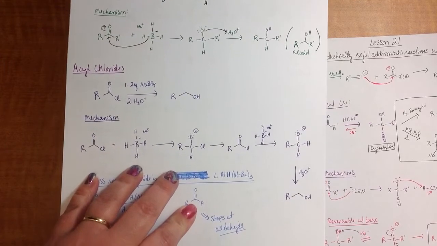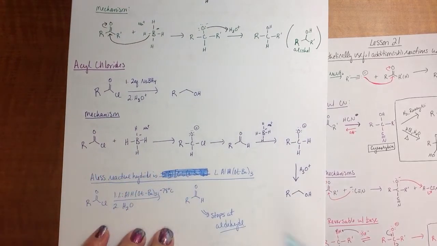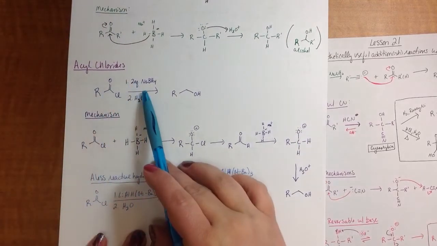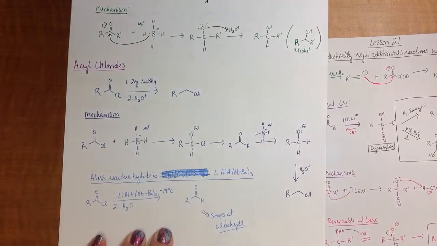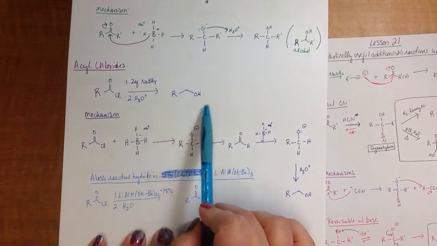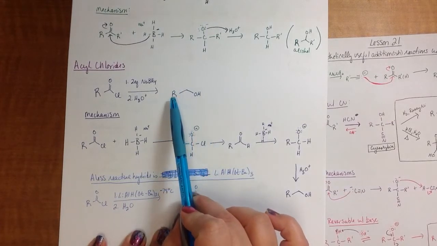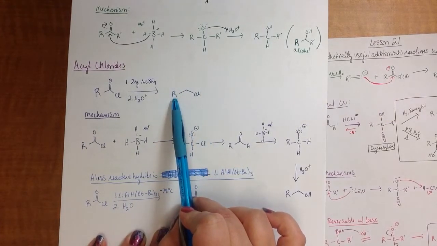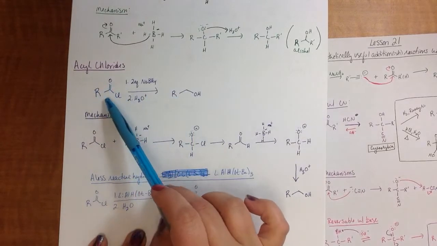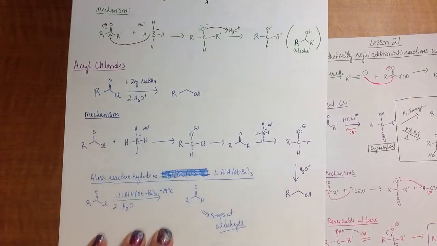Okay, let's look at acyl chlorides now. So here's our acyl chloride. In this case, we're going to use 2 equivalents of NaBH4 to yield the same type of product, except that we only have 1 R group here, right? Because with an acyl chloride, you're only starting with 1 R group. So really we're making a primary alcohol with acyl chlorides.